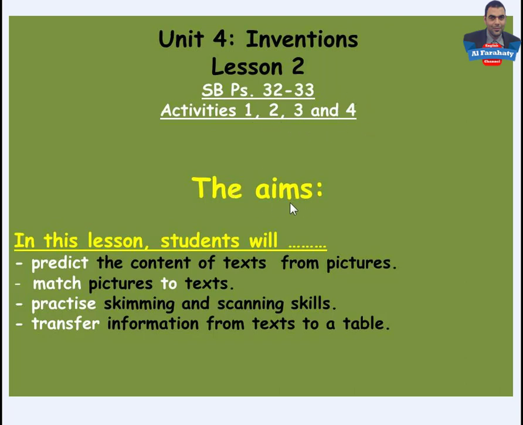The aims. In this lesson, students will predict the content of texts from pictures, match pictures to texts, practice skimming and scanning skills, and transfer information from texts to a table. Let's go to page 32 of your skills book.